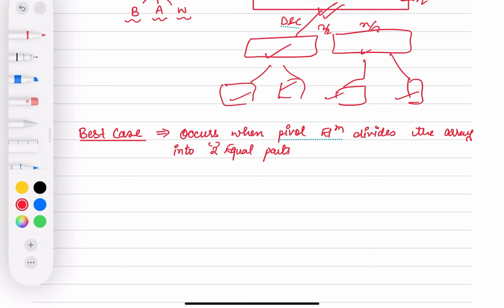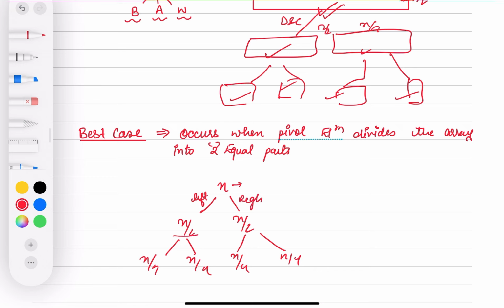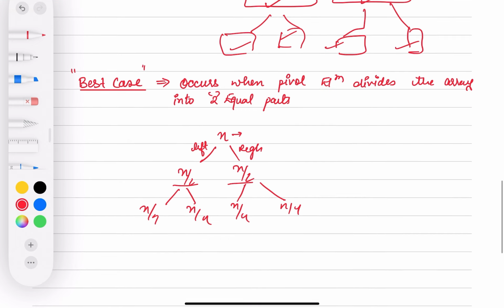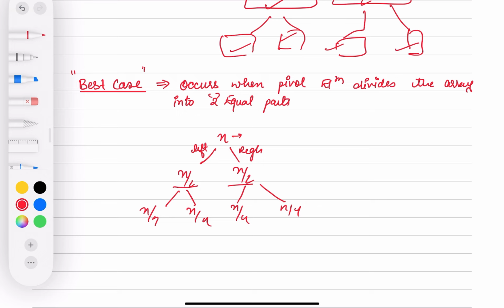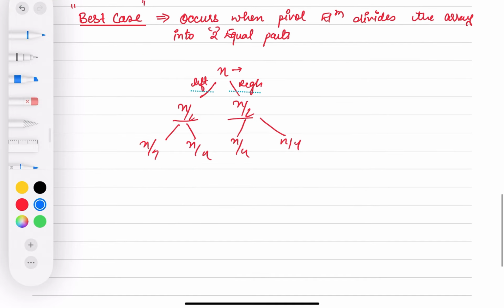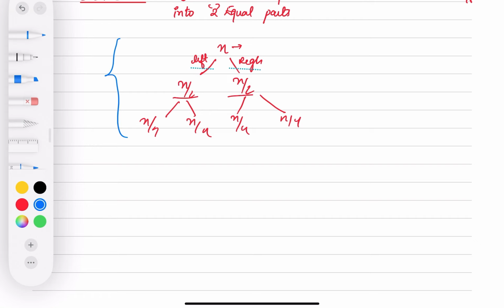So if you get two equal parts, that is n by 2, n by 2, then again you will have n by 4, n by 4, n by 4, n by 4. Here n is your original number of elements in the array. Then at left you will have n by 2 elements, at right n by 2 elements. So the best case occurs there. Why best case? Because rather than n, you are every time dividing this.